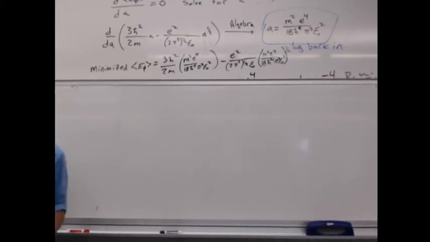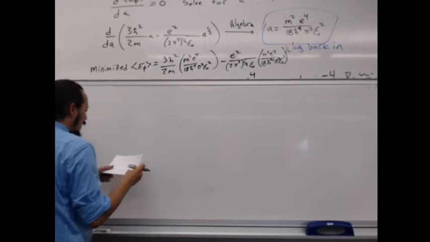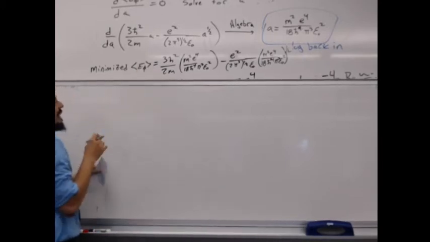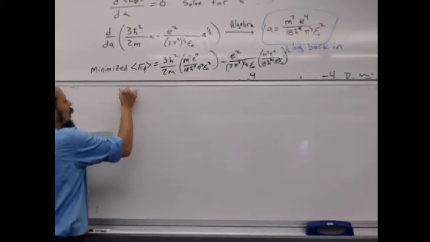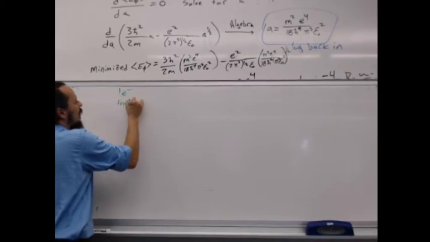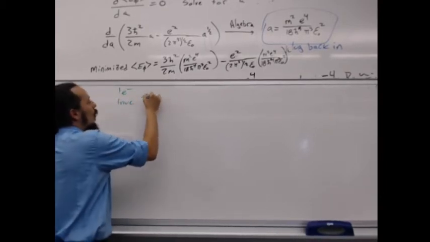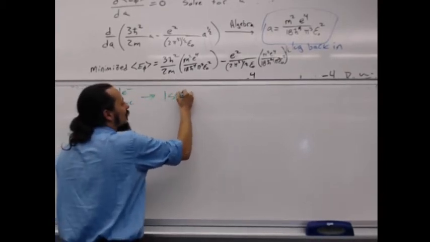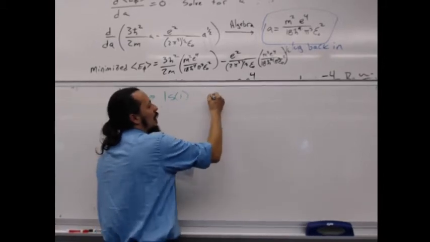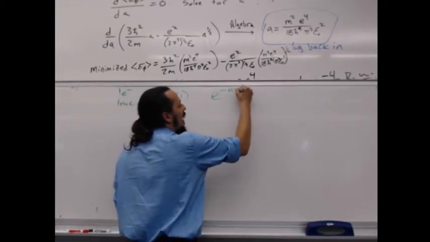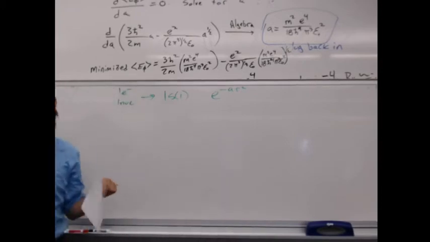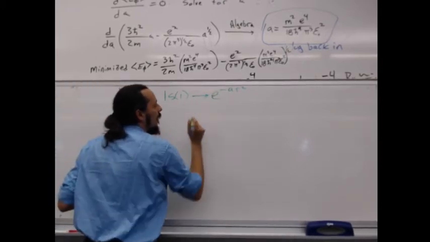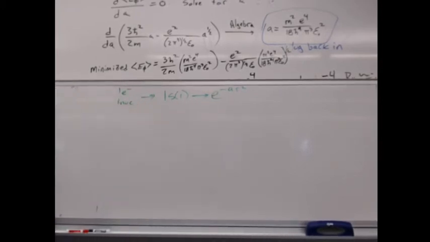So one of the common things, where was that note I had? Here we go. The case we just did was 1 electron, 1 nucleus. We can guess things like the 1s, which are going to be like e to the minus a r squared. They're going to be related to something like that. Simple guess.